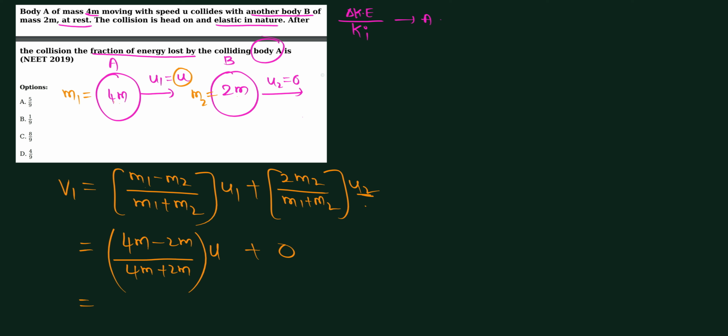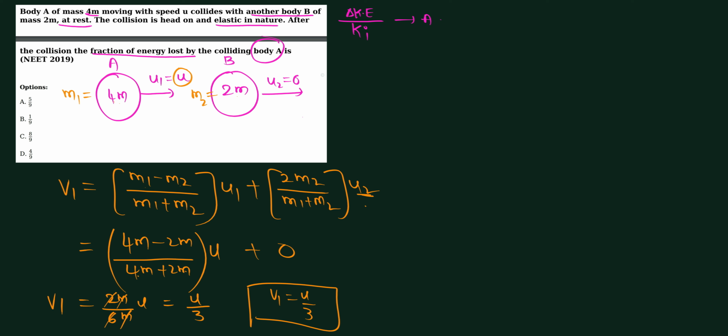4M minus 2M is how much? 2M. 4M plus 2M is how much? 4 plus 2 is 6. M and M cancel. Here U is there. So 2 by 6, how much is it? 1 by 3. So can I write this is U by 3? So what is the V1 value we got finally? V1 equal to U by 3.